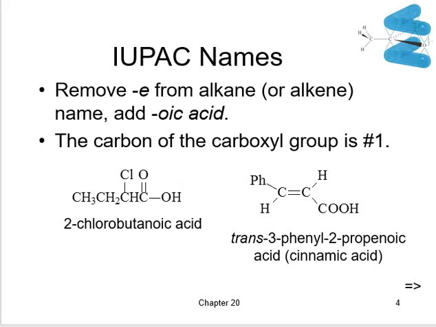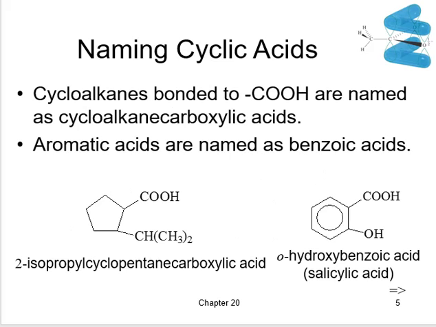So the IUPAC names: remove the letter E from the corresponding alkane or alkene name and add -OIC acid. The carbon of the carboxyl group is number 1 always. For example, 2-chlorobutanoic acid, and trans-3-phenyl-2-propenoic acid, which is nothing but cinnamic acid.